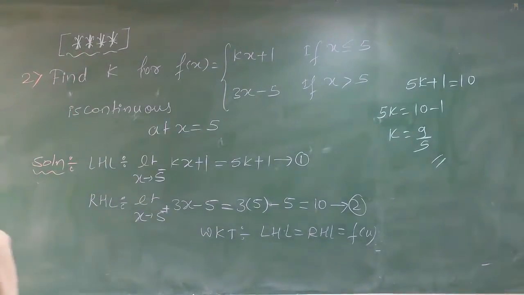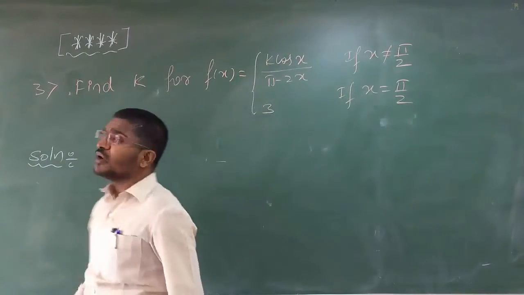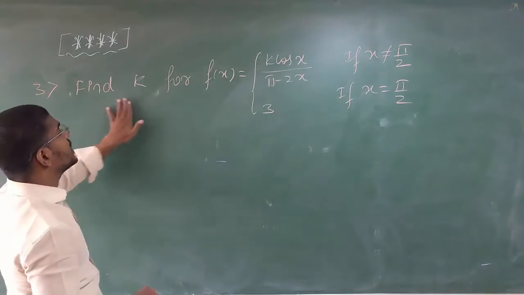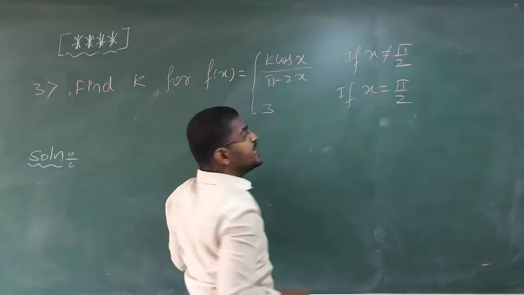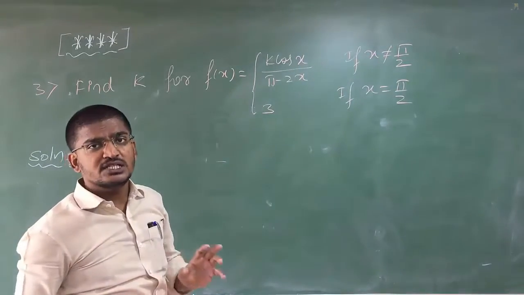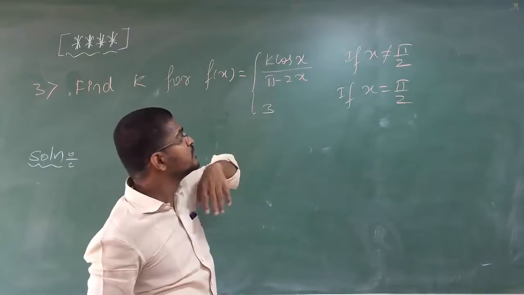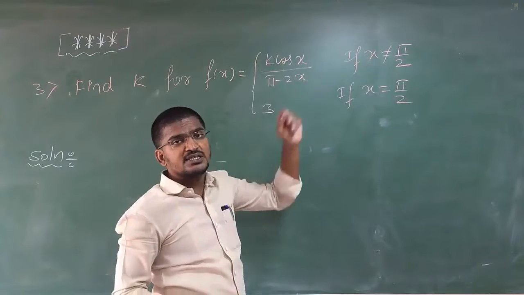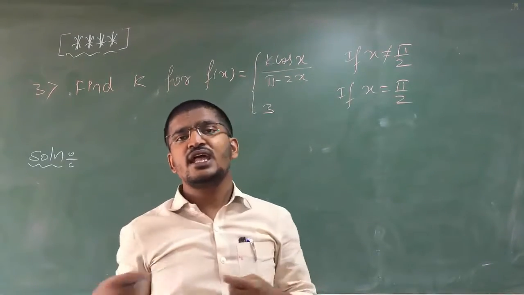Clear? Okay. Okay students, now let us go for problem number 3. In problem number 3 what they have given? Find k for f of x. Here the inequality sign is not given. That means for LHL also it is k cos x by pi minus 2x, and for RHL also k cos x by pi minus 2x. So for that reason we don't waste the time for LHL and RHL.